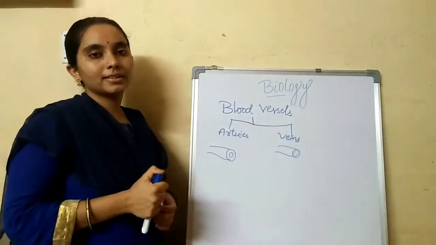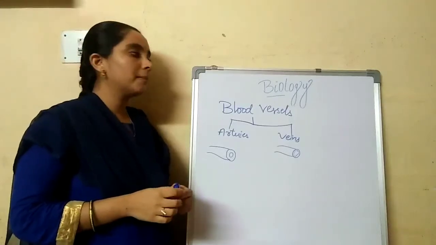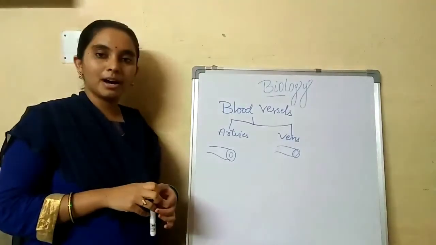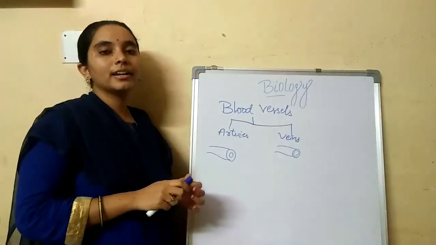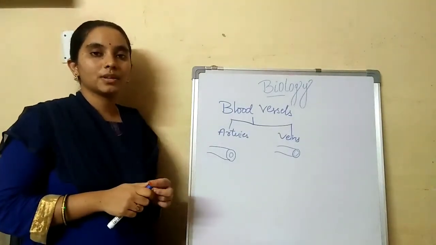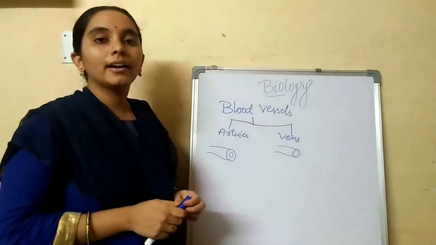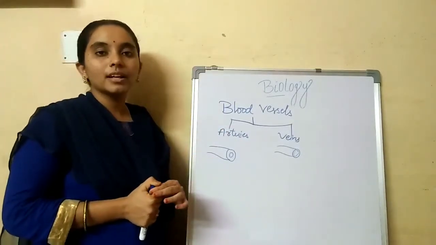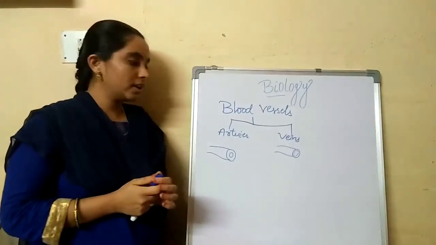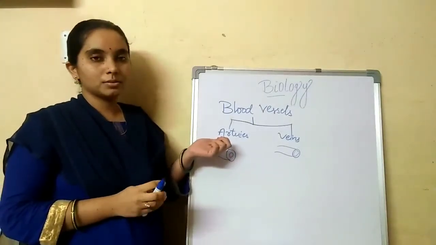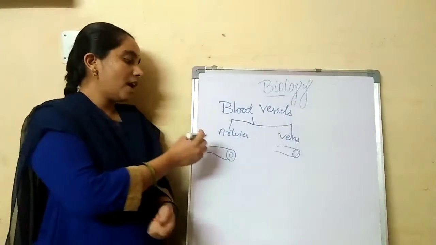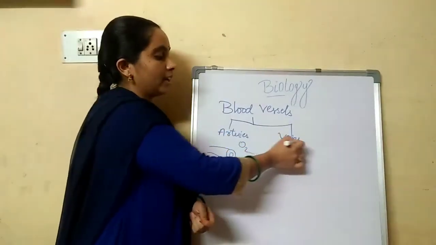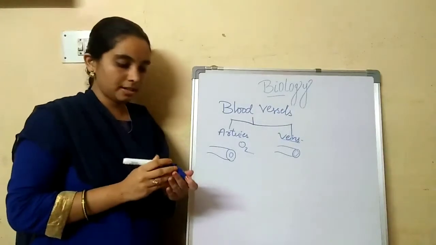Topic is the blood vessels. The presence of blood vessels was experimented and confirmed by William Harvey. He has done some experiments which you can read in your textbook, and there are two main types of blood vessels that carry the blood in our body. Those two are arteries and veins. Arteries always carry oxygenated blood and veins always carry deoxygenated blood.